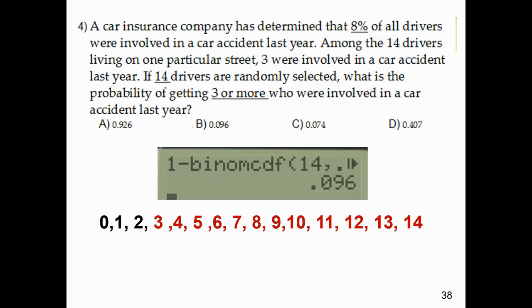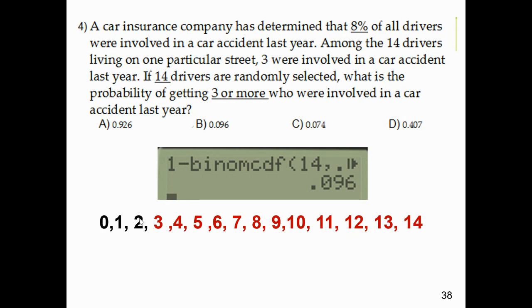A car insurance company has determined that 8% of all drivers were involved in a car accident. Among 14 drivers on one particular street, if 14 drivers are randomly selected, what's the probability of getting 3 or more? Well, I don't want to find a probability of 3, add it to the probability of 4, 5. All that takes forever. So if I find a probability of either 0, 1, or 2, subtract that from 1, I end up getting the probability of 3, 4, 5.